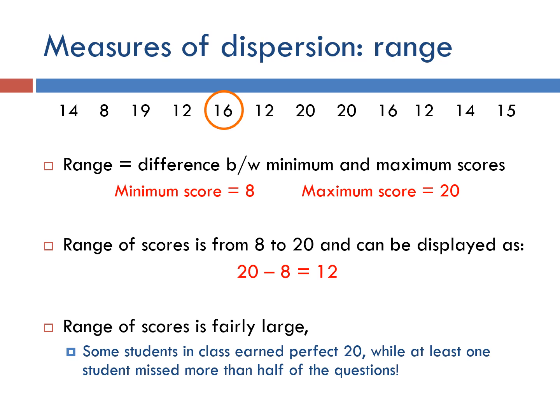The first is the range. The range is just the maximum minus the minimum. So here it is the maximum score of 20 minus the minimum score of 8, a range of 12. On a 20-point scale, a range of 12 seems fairly large. So some students got a perfect 20, while at least one missed more than half of them. Again, that outlier with the 8. So you're somewhere in the middle there.